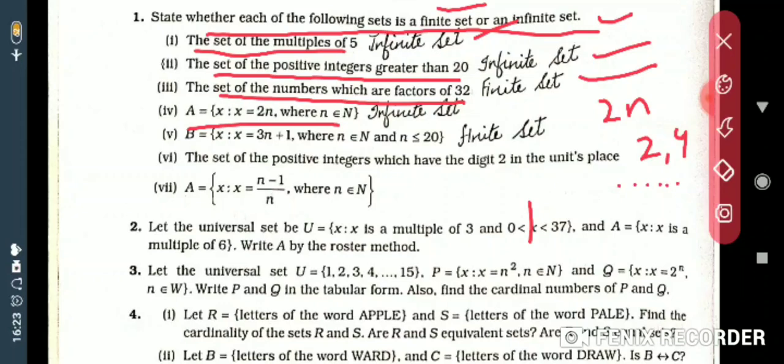Fifth part, x such that x equals 3n plus 1 and n belongs to natural numbers, but n is less than or equal to 20. Just see what is written. n is less than or equal to 20. That means only natural numbers starting from 1 up to 20 will be there. So this is a finite set because a limit is set here.